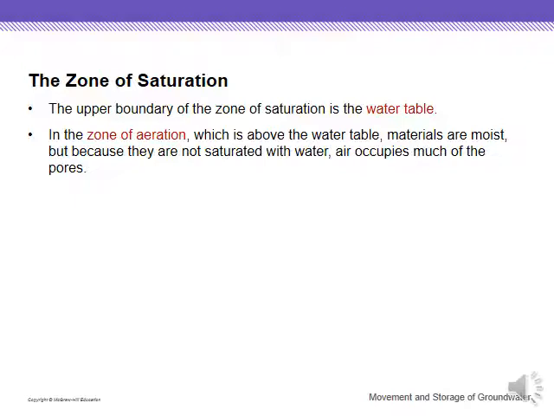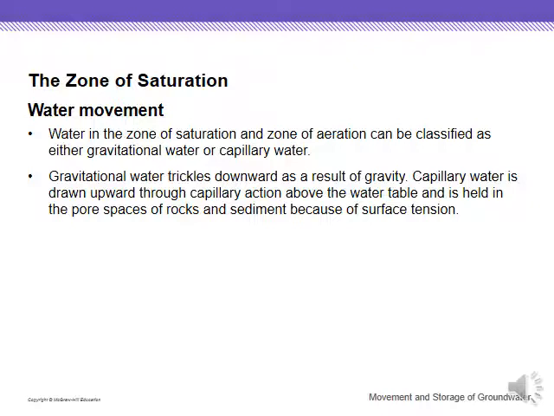Now, the upper boundary of the zone of saturation is called the water table. The zone of aeration is above the water table, and we notice that that's the damp part. And we normally see they are not saturated with water. Air has a tendency to migrate down into that region. Now, water in the zone of aeration can be classified as either gravitational water or capillary water. Gravitational water trickles down because it's traveling towards the center of the earth due to the power of gravity. Capillary is like a paper towel. If you touch the end of a paper towel in something, it'll draw the water from one end to the other. That's capillary action. Okay? And that's one of the big differences that we see.